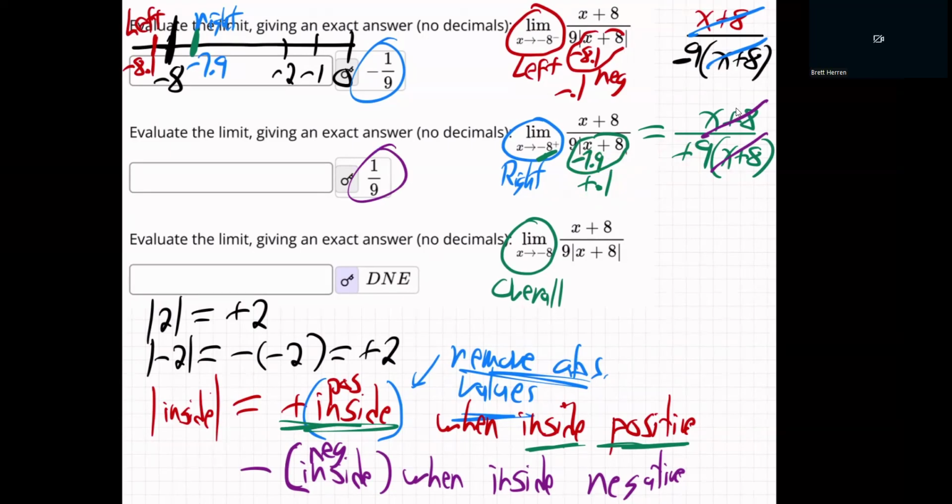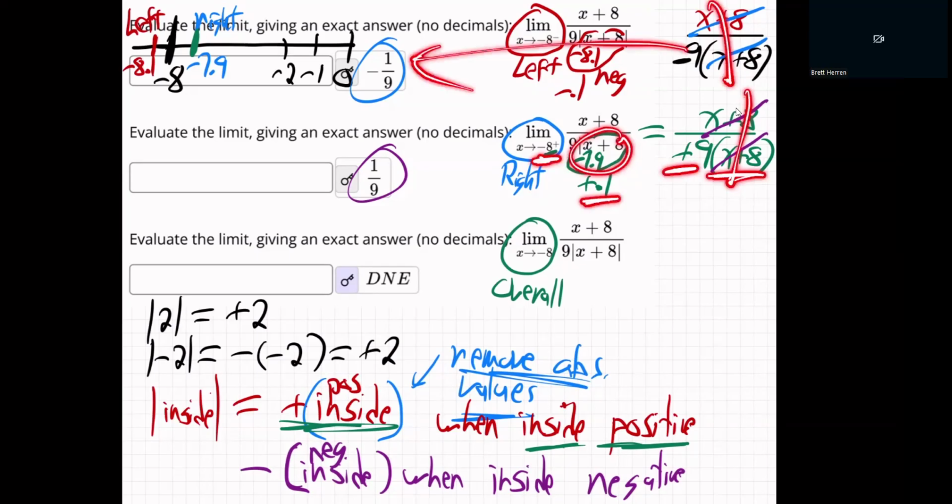See the difference? This first one, when I put in -8 from the left, -8.1, that was going to come out negative, so I had to put a negative in front to make it positive and then get rid of the absolute values. Here, this one we put into the right of -8, like -7.9, it was going to come out positive, so just put a plus in the front and get rid of the absolute values. Once you get rid of the absolute values, you can cancel.